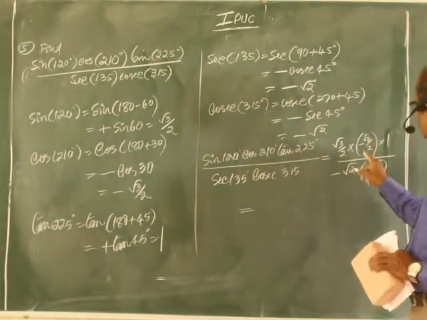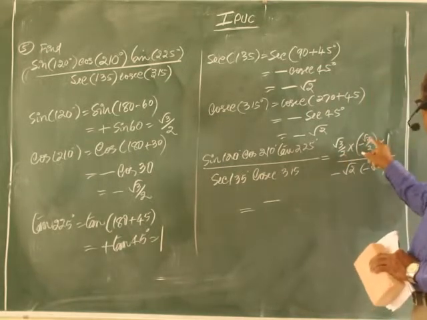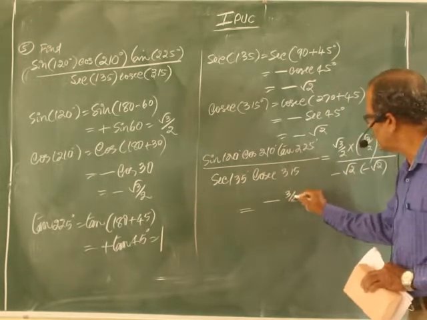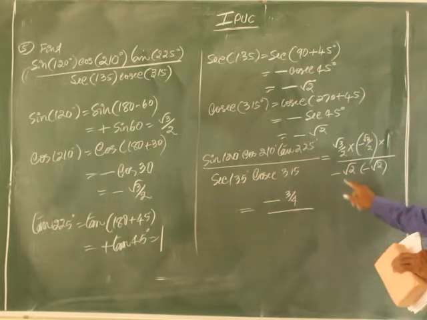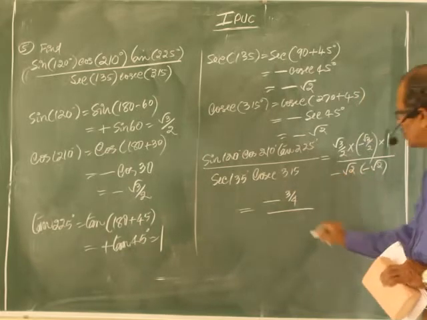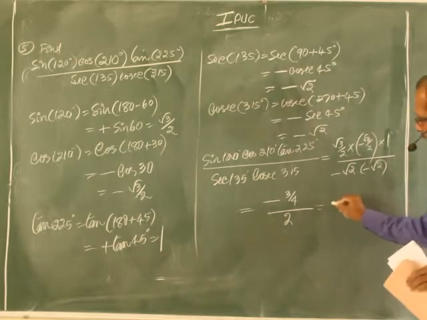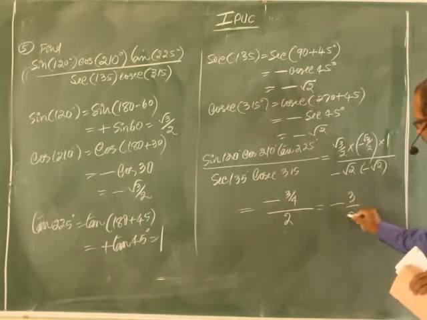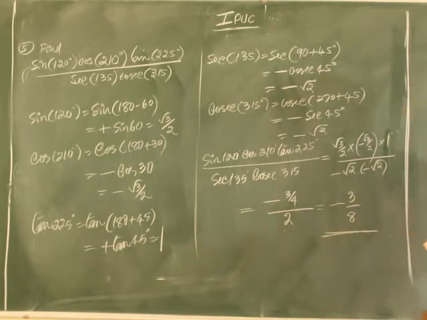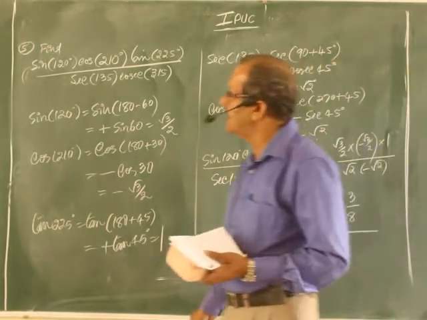Root 3 into root 3 minus 3 by 4 is the numerator. Denominator: minus into minus plus, root 2 into root 2. Answer is minus 3 by 8. Answer is minus 3 by 8.